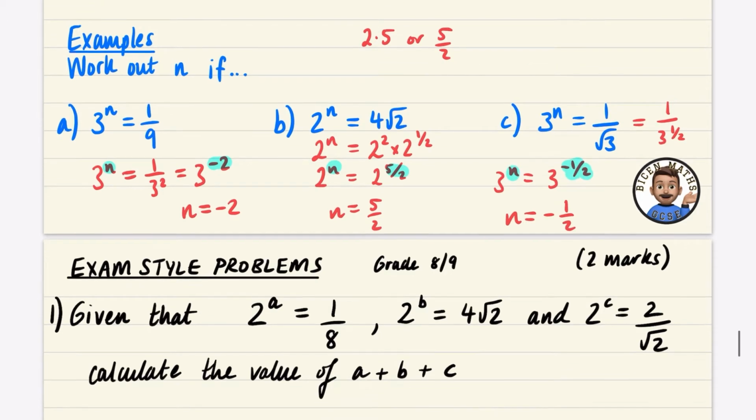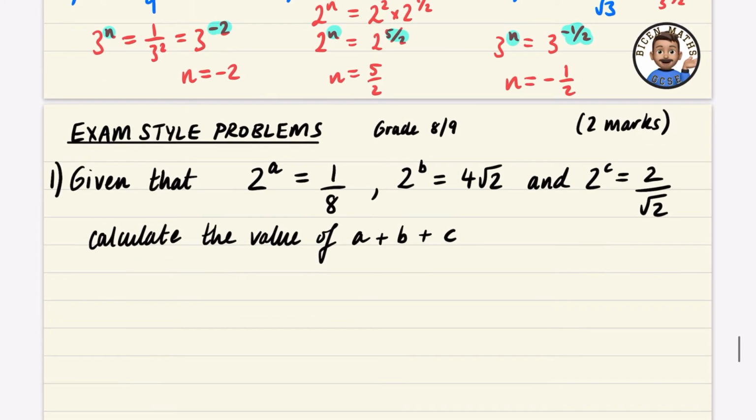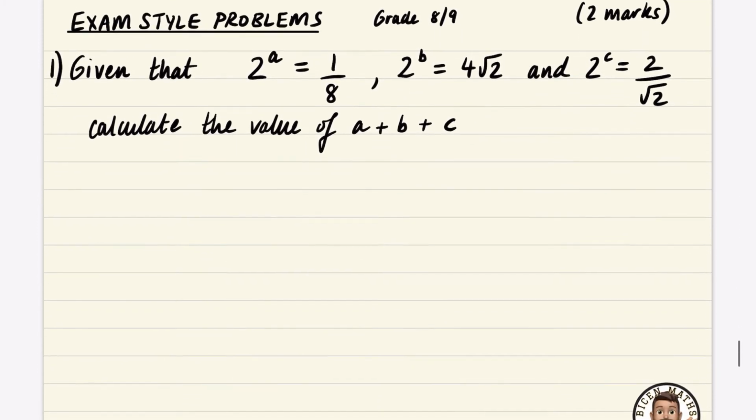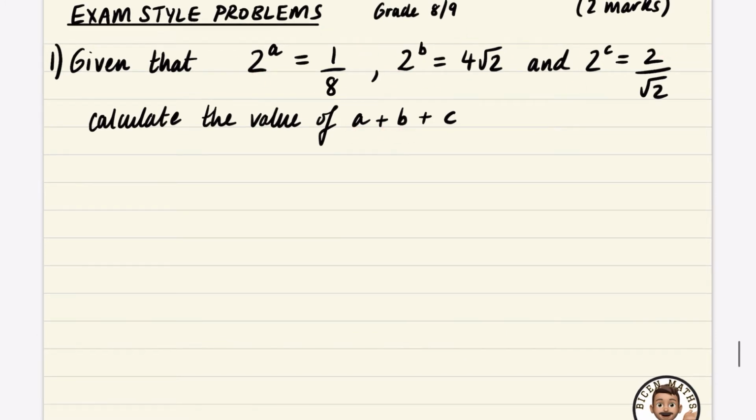Okay, we have got 3 exam style problems that use this kind of skill, and you can see they've got a little extra layer of trickiness. So then again, this one is only 2 marks. I think it's pretty harsh. It says, given that this, and this are all true, find the value of a, b, and c.